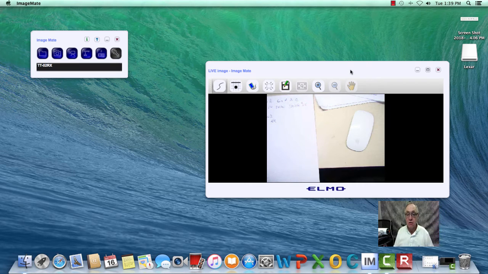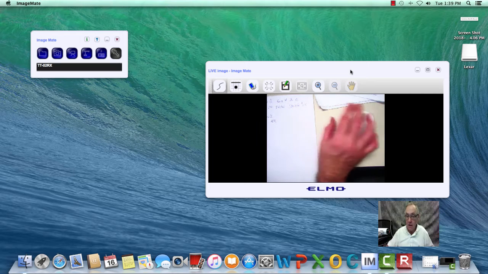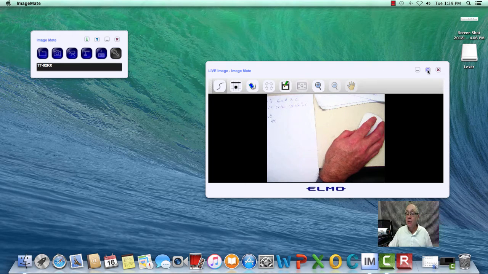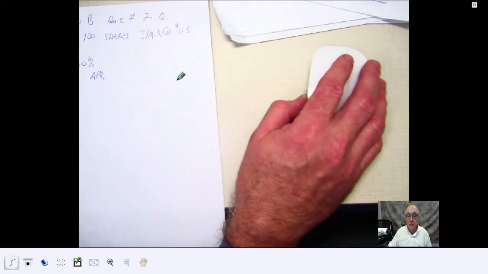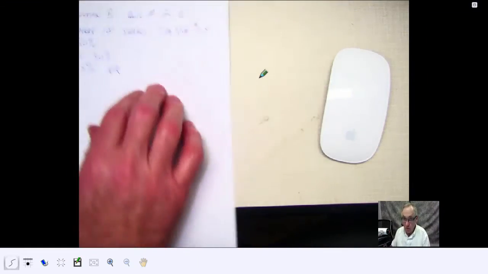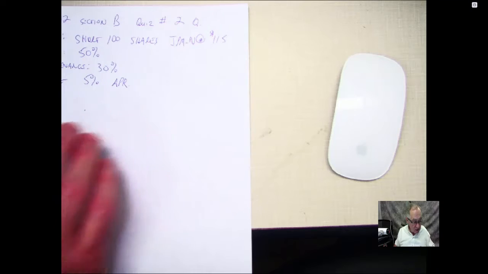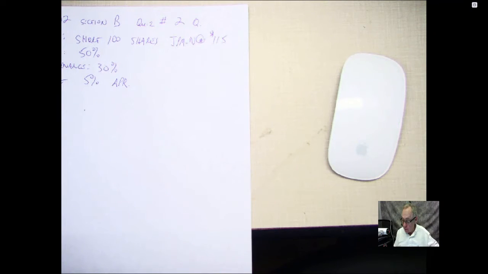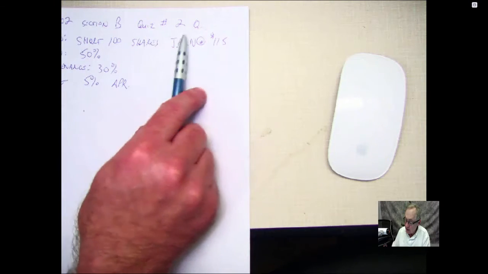This is Business 3502 Investments, and we're revisiting the quiz number 2 question on calculating the equity on short positions for section B. So go to full screen. Question number 4 for Business 3502 section B.